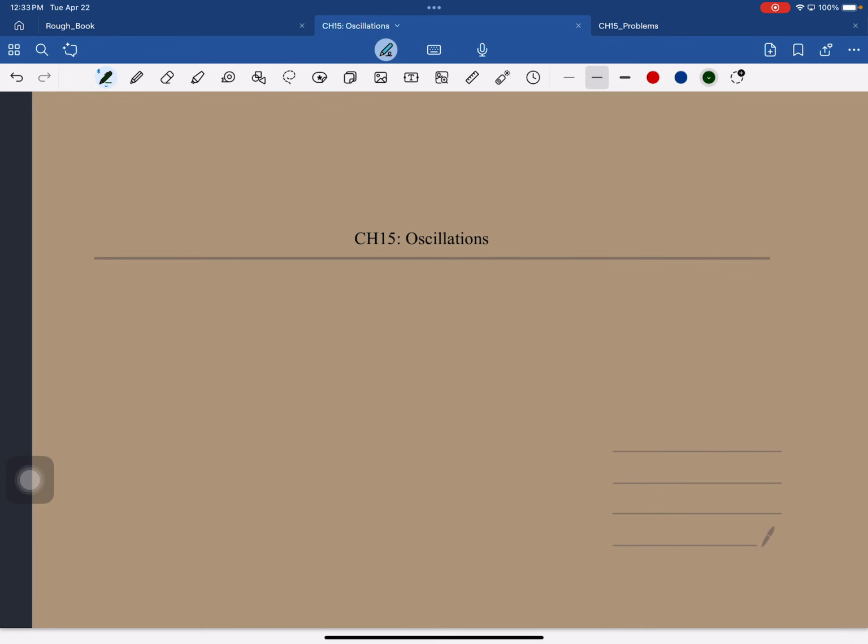Okay, so this chapter is about oscillations, and we will talk about a very special kind of oscillation. It's called simple harmonic motion. If you make a living as an engineer, this will never leave you. It'll be with you the rest of your life.